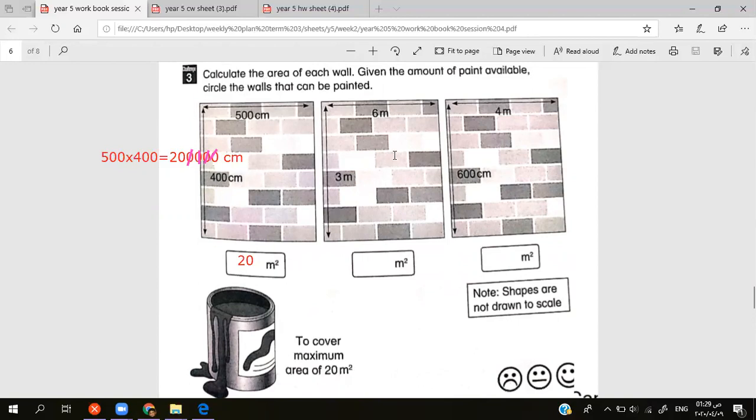Okay, here is meter and meter, but there is no need to convert. To get the area, it is 6 by 3, which is 18. This is 18 meters square.